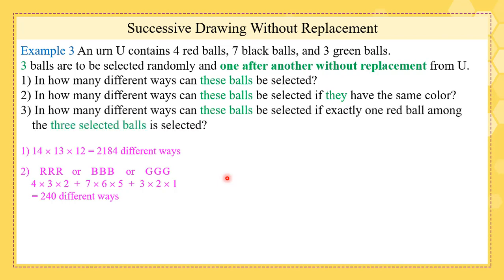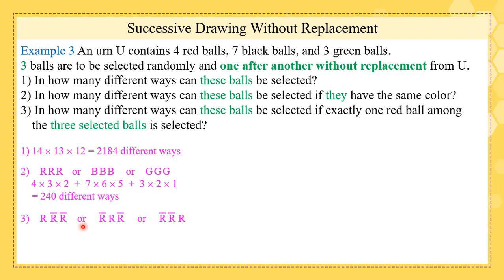Let's apply more. In how many different ways can these balls be selected if exactly one red ball among the 3 selected balls is selected? So we're going to choose 3 balls, but we need exactly one red ball among them. So having one red ball only means that we're going to have 2 balls which are not red. This is the way we write it. The first ball could be red, the second one should be non-red, and the third one should be non-red. And this bar means none or not.